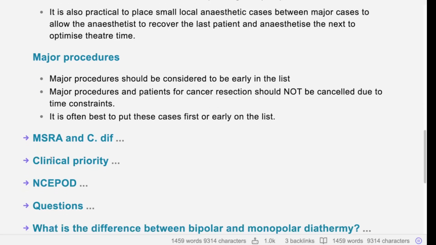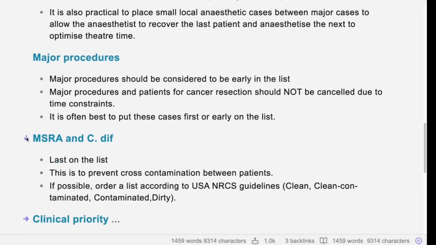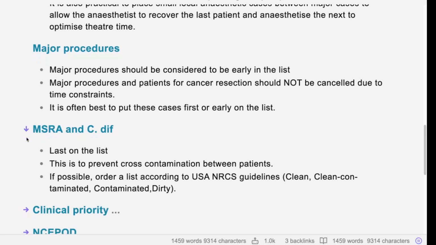MRSA, the methicillin resistant, and C. diff. These patients can contaminate the theater, so that's why they need to be last on the list after doing all the surgery, because the theater will need deep cleaning as well.